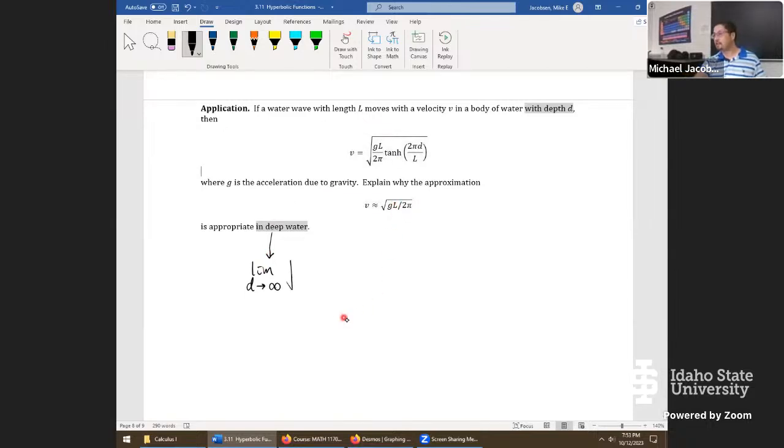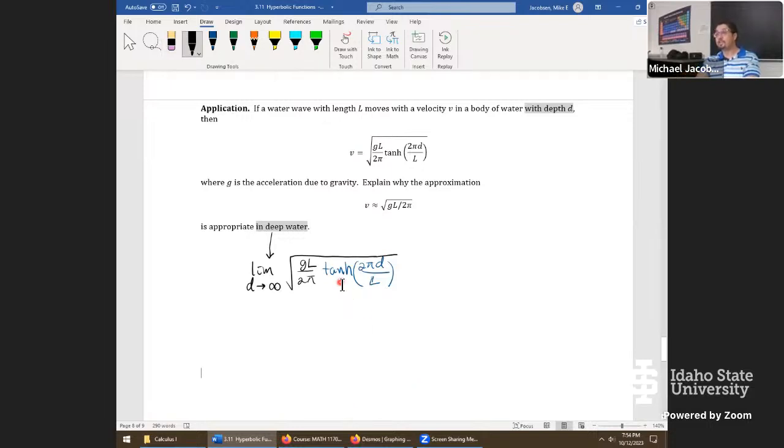So we want to take the limit of this function here, the square root of GL divided by 2 pi, times the special part, hyperbolic tangent h of 2 pi d divided by L. So that's a limit that we would like to take. Dealing with this limit is tricky. It's very much like dealing with a limit with, say, e to the x, e to the negative x, or anything along those lines. Those kinds of limits really require graphs. And we saw those kinds of limits when we were in section 2.6, quite a ways away.